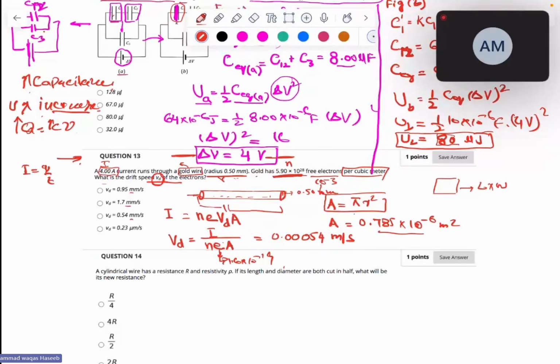So how do you convert meter per second into millimeter per second? You just multiply it by 1000. So this will be millimeter per second. When you multiply by 1000, you will get the velocity in millimeters, which is 0.54 millimeter per second. So the correct option is, I think, this.